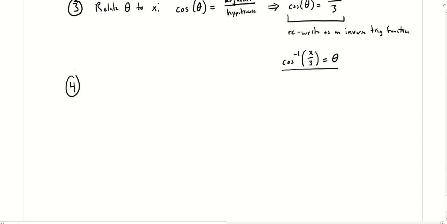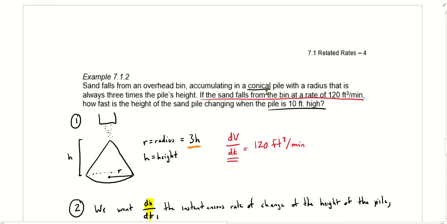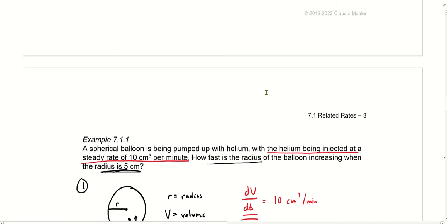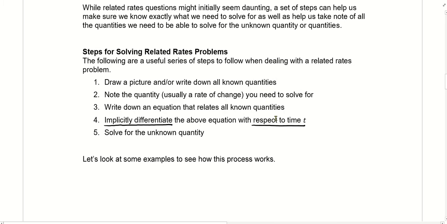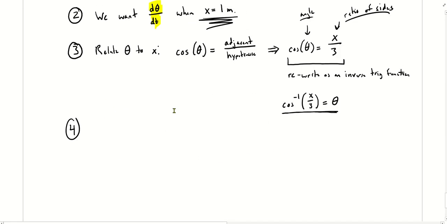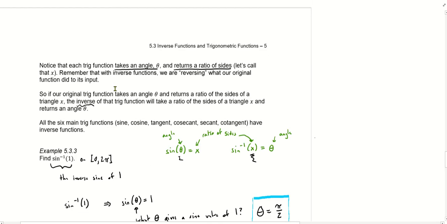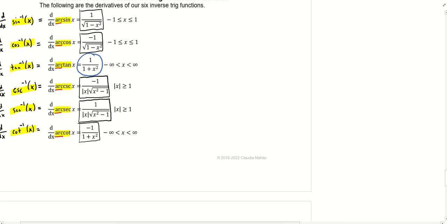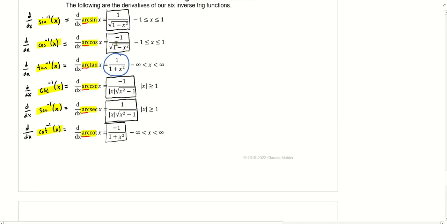Okay, so this thing is my equation from step 3. Step 4, this is where we implicitly differentiate this thing with respect to time. So let's see what we've got. I have an inverse trig function. I need to take its derivative. The inverse cosine function has a derivative of -1 over the square root of 1 minus x squared.